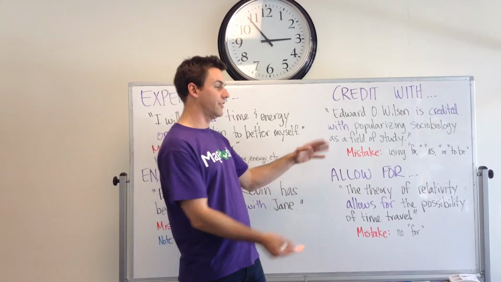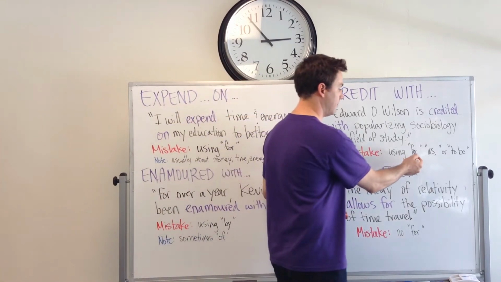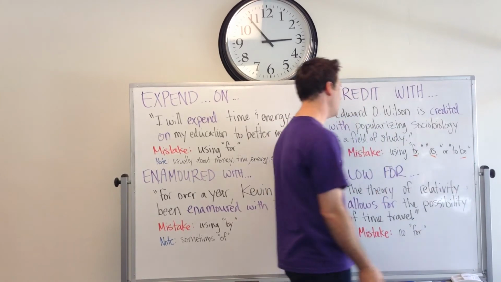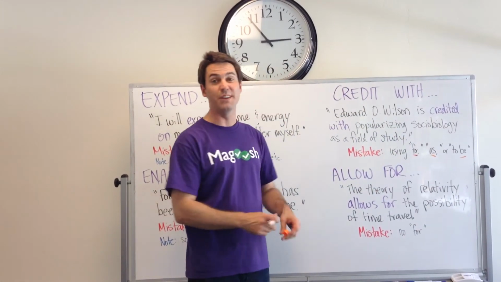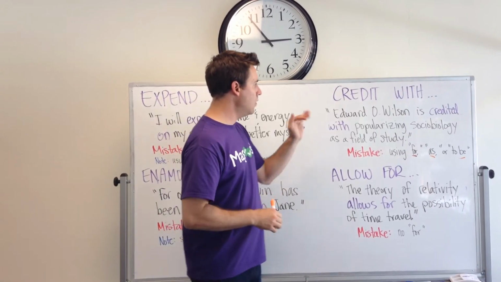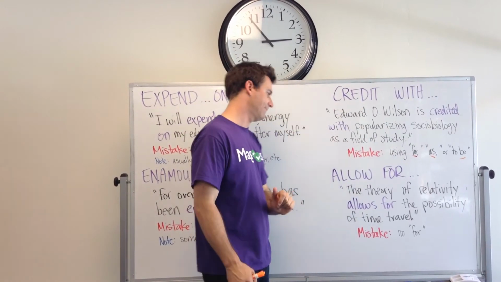The mistake here, there's lots of possible mistakes. One mistake is for, another is as, or to be. To be is really awkward. Credited to be something, that just sounds strange. So only use credited with.